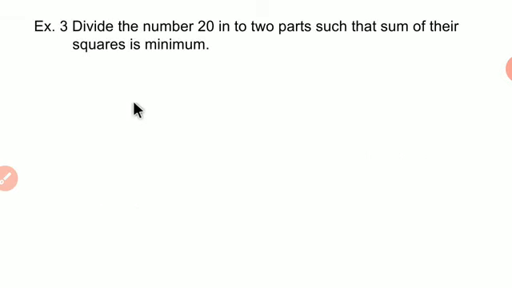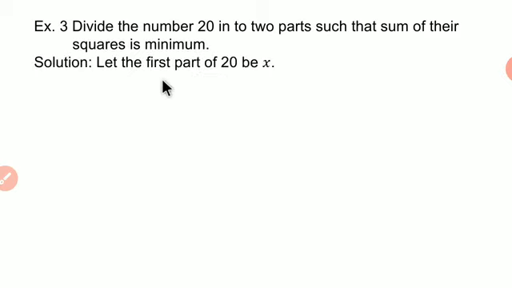Now example number 3. Divide the number 20 into 2 parts such that the sum of their squares is minimum. Here we have to divide 20 in 2 parts, and the condition is that the sum of the squares of the 2 parts is minimum. So let the first part of 20 be x, and since we take the first part of 20 as x, the second part is obviously 20 minus x.